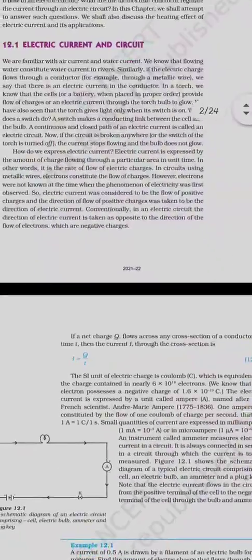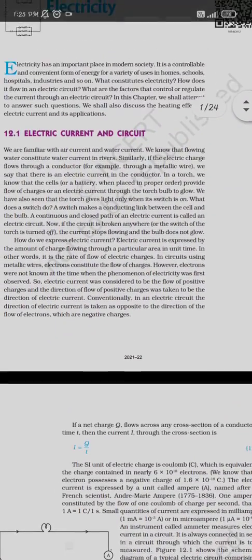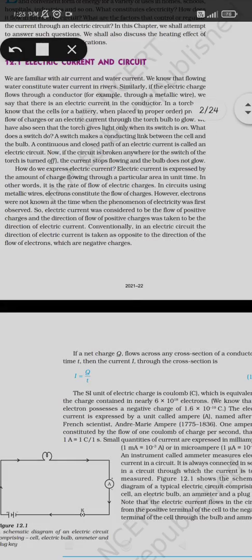So positive and negative charges both are there. If you look at your textbook, it may be written as plus Q also. So plus Q or minus small q will be considered as a charge itself. So the flow of charges per unit time is given as an electric current.